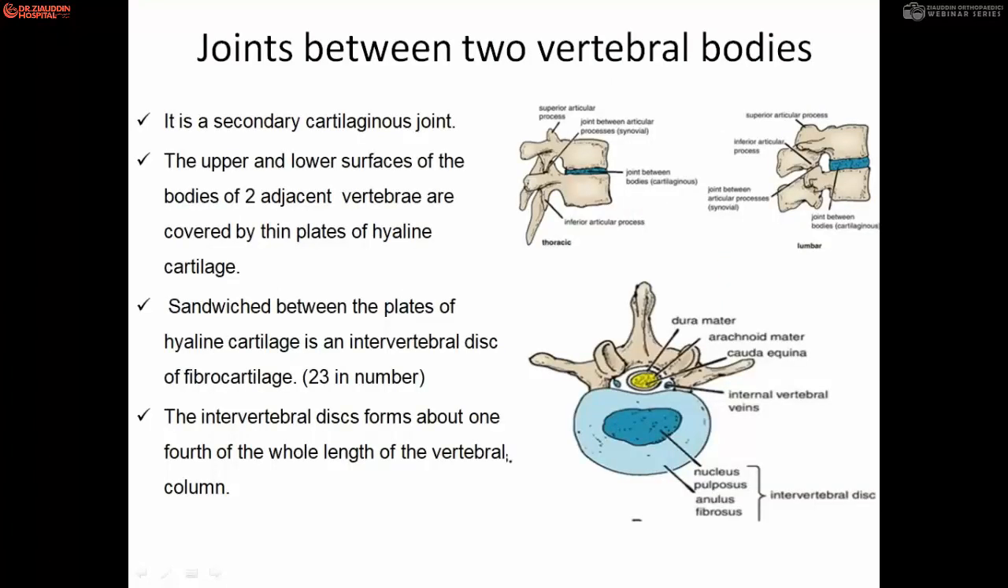If you look at the joints between two vertebral bodies, basically the intervertebral joint is a secondary cartilaginous joint.